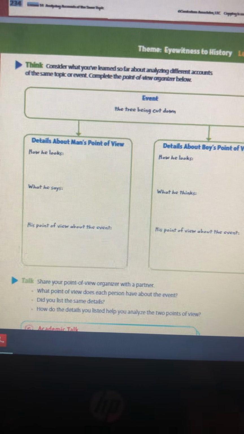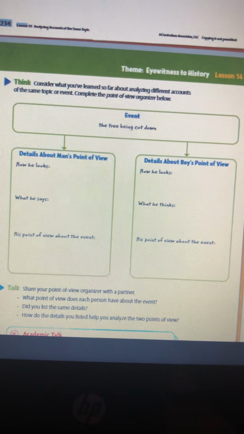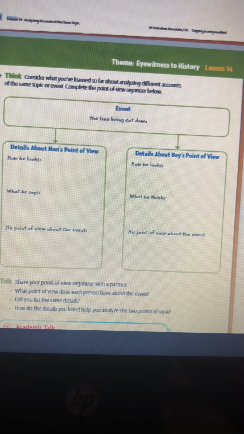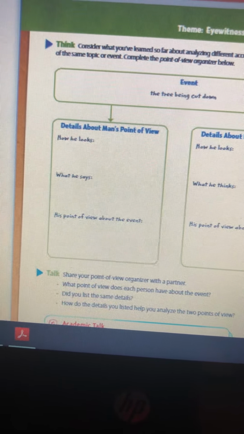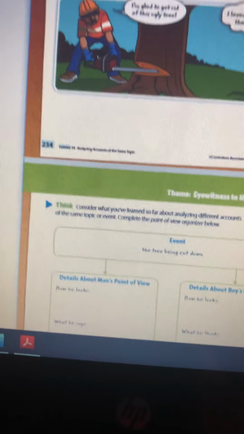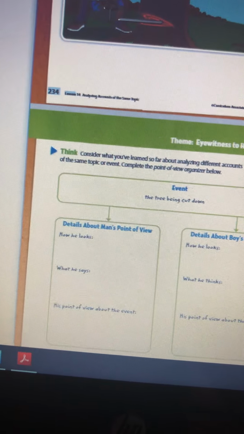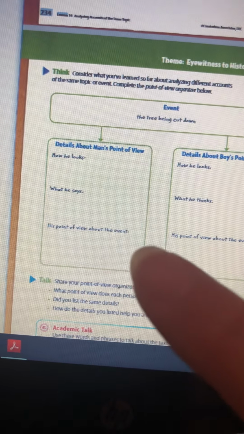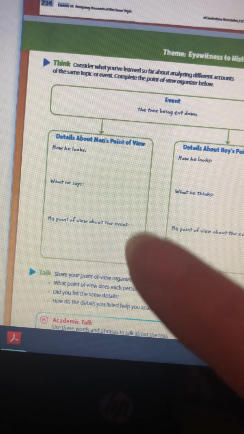Consider what you've learned so far about analyzing different accounts of the same topic or event. Complete the point of view organizer below. So we know that the event that's happening is the tree is being cut down. Details about the man's point of view. How he looks. Okay, I'm looking at him. He looks happy. All right, what he says, I'm glad to get rid of this ugly tree. So to put that together, his point of view about cutting down the tree is he's happy that he's getting rid of the tree.